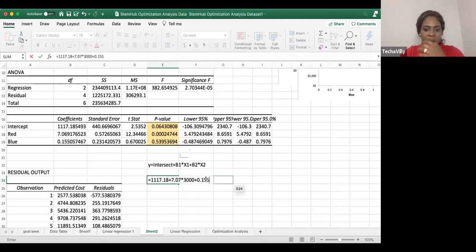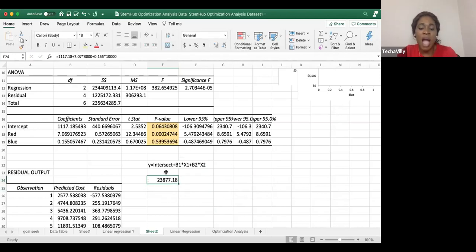0.155. Now, okay, I'll come back to that. Times 10,000. If you hit the enter key, this is how much it will cost you, 23,000 to produce this. Now, I'm going to show you something.